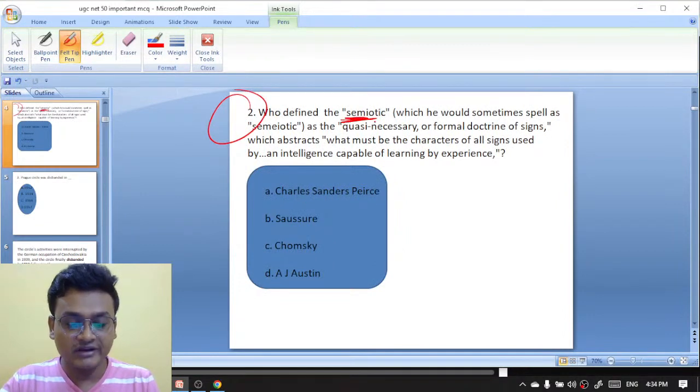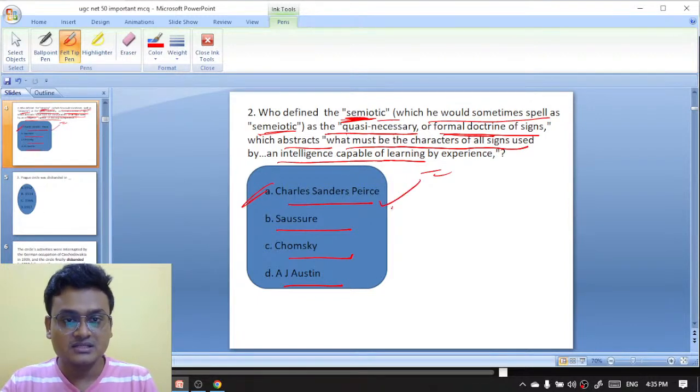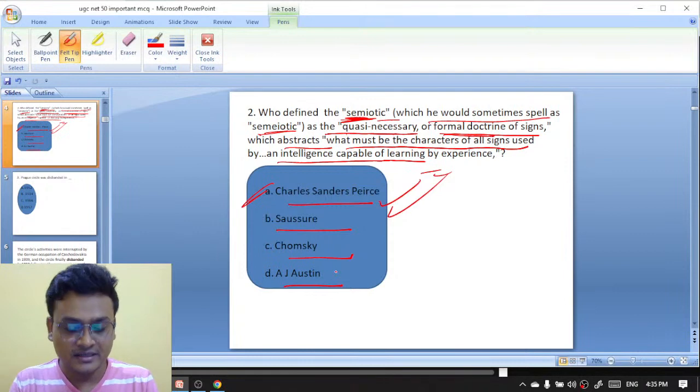Question 2: Who defined semiotic, which he would sometimes spell as semeiotic, as the quasi-necessary or formal doctrine of signs, which abstracts what must be the characters of all signs used by an intelligent mind capable of learning by experience? Your options are Charles Sanders Peirce, Ferdinand de Saussure, Chomsky, and J. L. Austin. The right answer is Charles Sanders Peirce, who defined semiotic as the quasi-necessary or formal doctrine of signs.